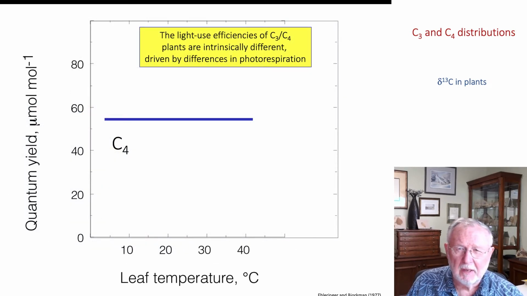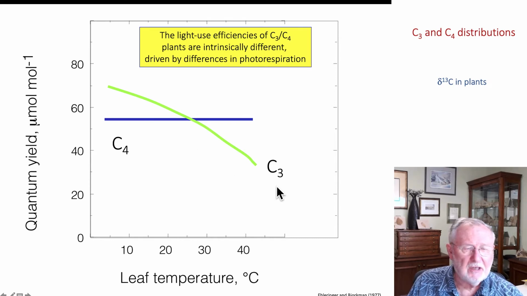This can be explained by differences in light use efficiency. Here I've plotted the light use efficiency, or quantum yield, of C4 photosynthesis and of C3 photosynthesis. And what I want you to see is that the quantum yield decreases in C3 plants with increasing temperature, where it does not in C4. This is because of a process known as photorespiration.